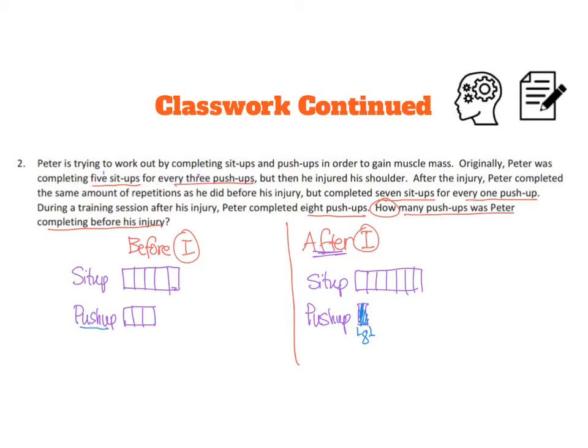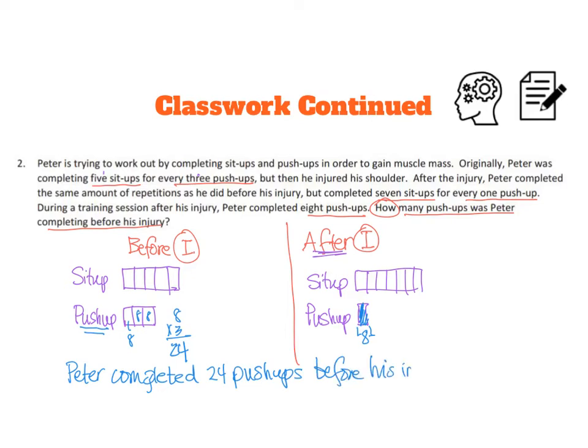So I'm still over here. Now I'm over here to the before, but each of these units is equal to 8. So 8, 8, 8. So 8 times 3 is what? 8 times 3, 24. So my complete sentence: Peter completed 24 push-ups before his injury. Okay, got it. Done.